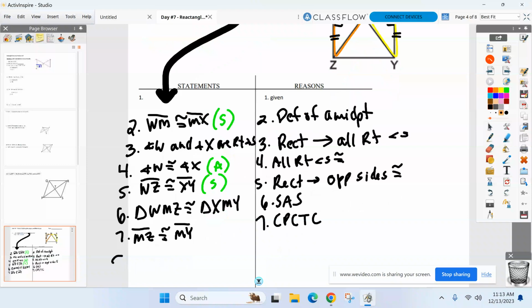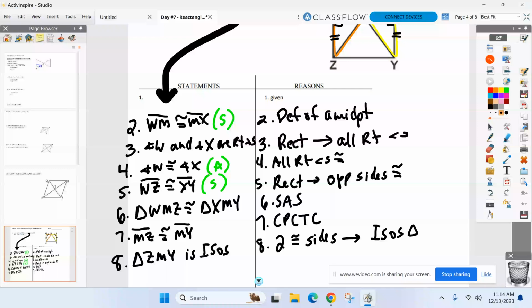Hopefully we didn't go over that too fast. Triangle ZMY is isosceles. And for our proof, how do we know it's isosceles? Don't tell me the in a triangle business. That doesn't tell me why it's isosceles. How do we know this is isosceles now? It's got two congruent sides, which implies isosceles triangle. All righty. We all good?